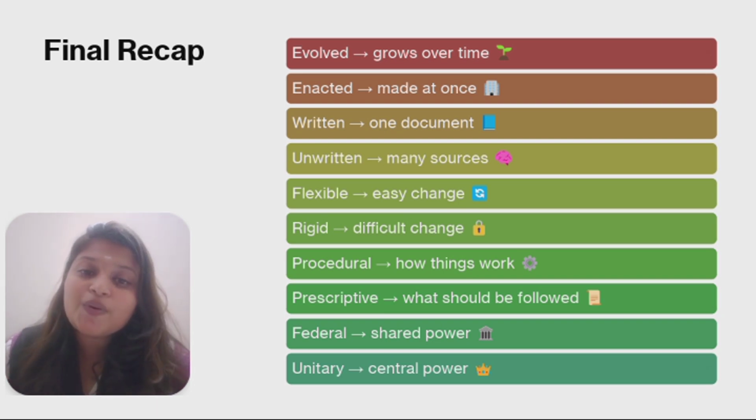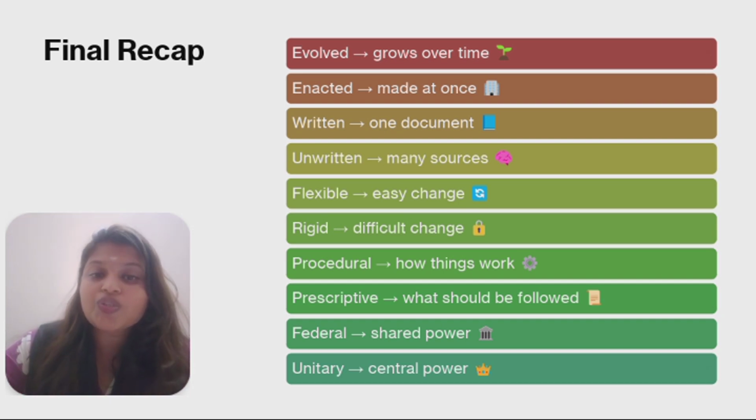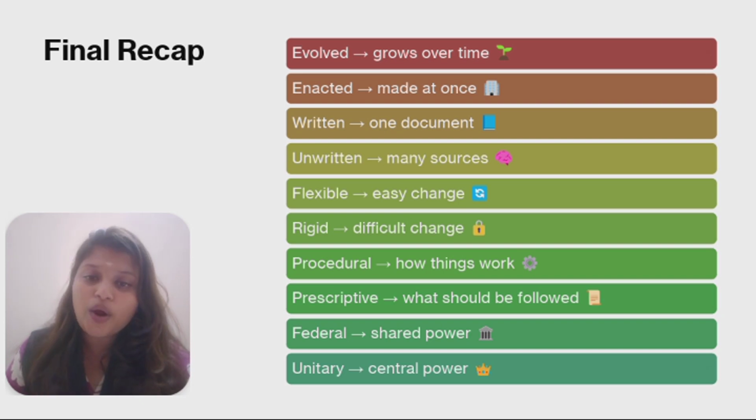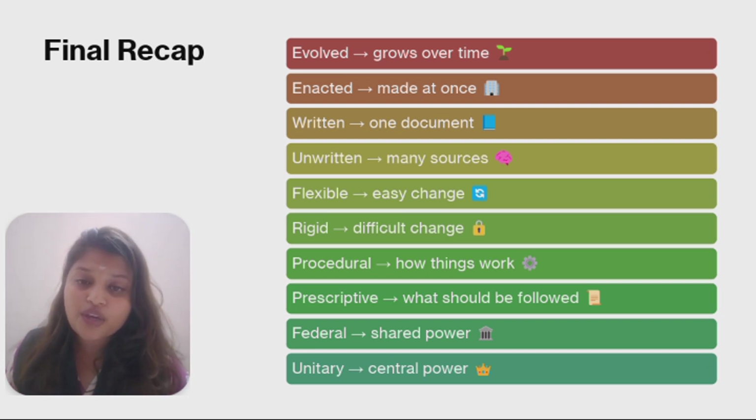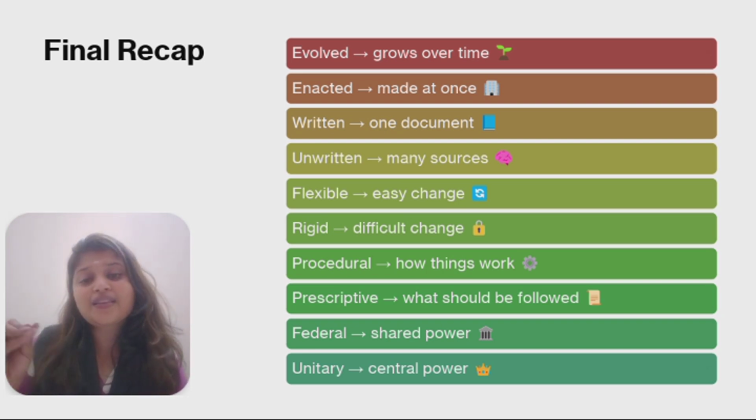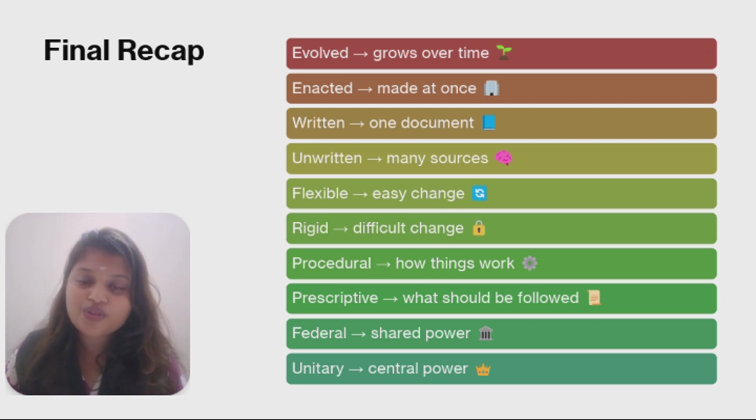And the second type is enacted constitution. Enacted constitution is a constitution which is made at a particular point of time, that is, it is made at once, where people come together, form an association or a committee, draft together and say that this constitution will be enforced from a particular date. So it has a specified time as to its creation and its enforcement. That is called enacted constitution.